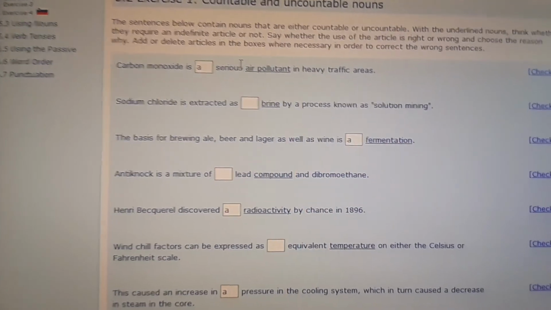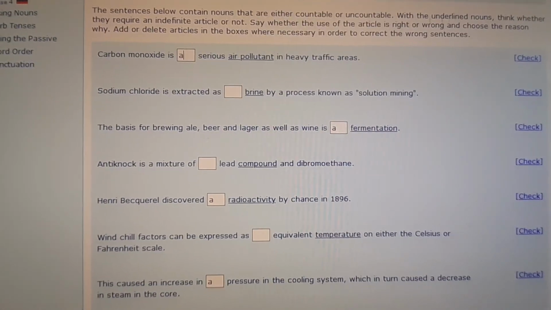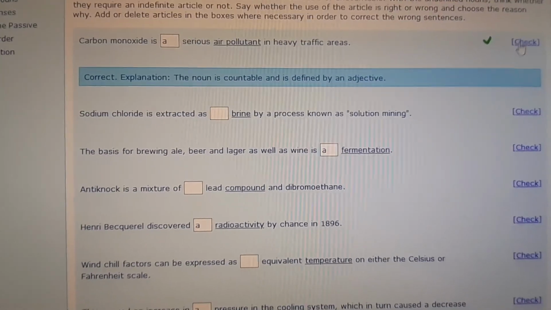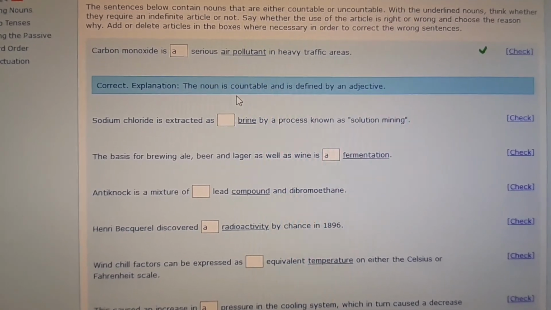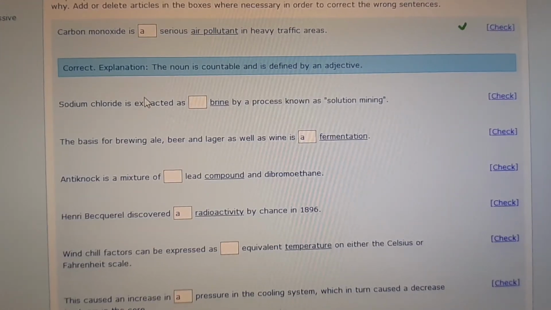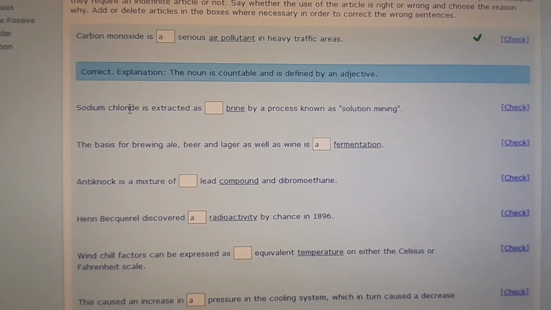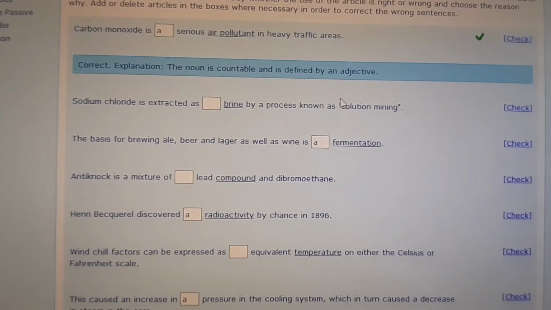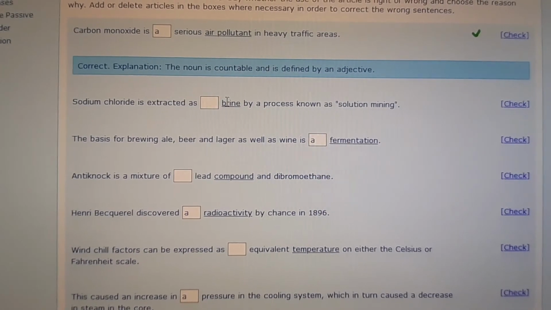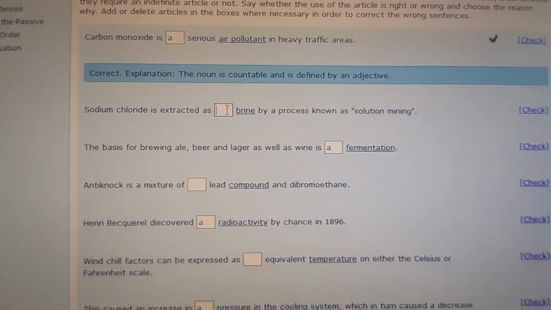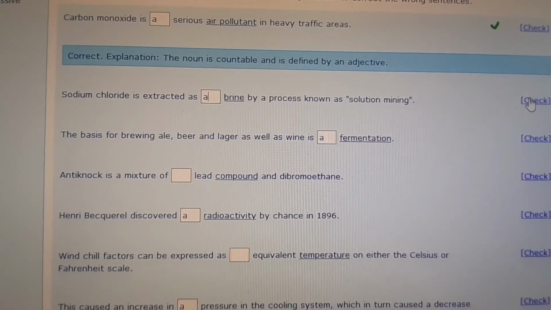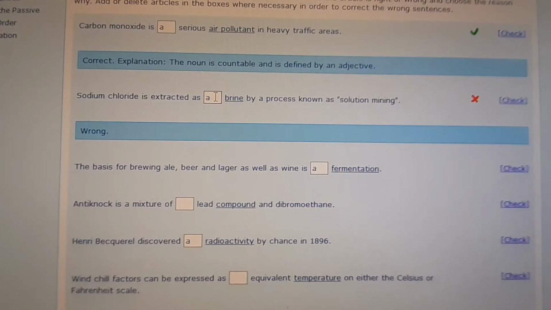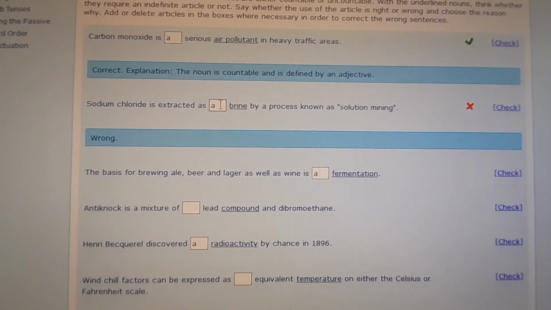So if I say I think it's countable, and I go to check, oh, good, I got it right. You can see the green check mark. The noun is countable and defined by an adjective. Look at the next one: sodium chloride is extracted as brine by a process known as solution mining. This is difficult. Let's try it again. I think it's a brine. If I check it, oh, I didn't get it right. So in this case, brine is without an article.